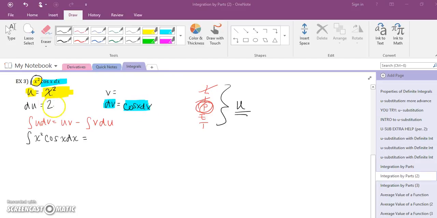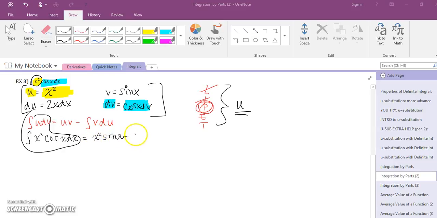All right, so du would be 2x dx. The antiderivative of this would be negative, oops, no, not negative. It would just be sine of x. Sorry, just sine of x. So now that I have my little chart all filled out, let's just plug right into my formula. So I started with u dv. I'm going to write u times v, so x squared times sine of x, minus the integral of v, sine of x, du, which is 2x dx.